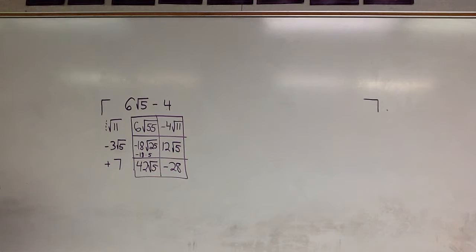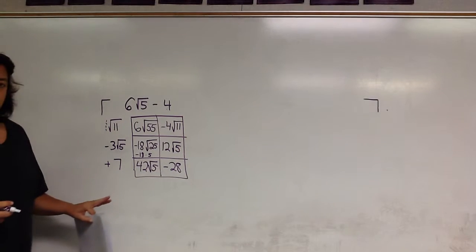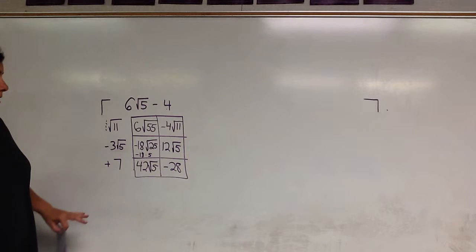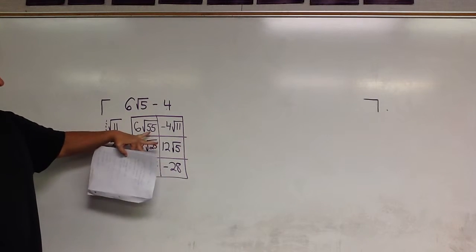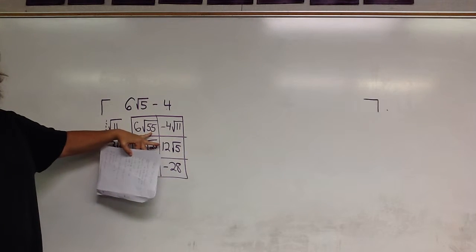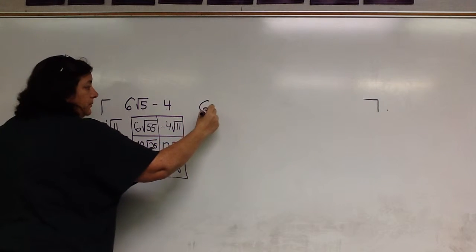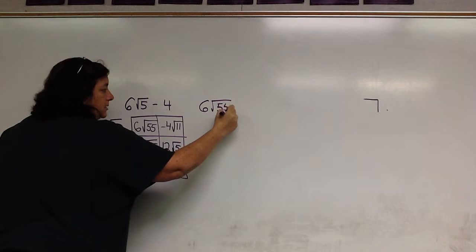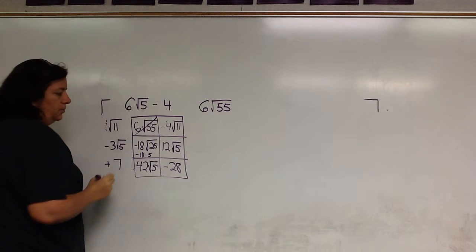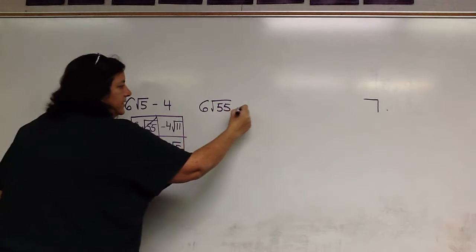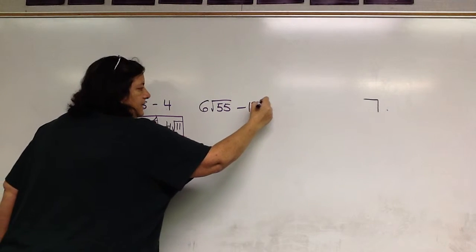Now we're not done, because just having the answer in the box is not sufficient. We need to take these terms out of the box. So what we're going to do is start with the highest irrational number, which is root 55. So we have 6 root 55 is our first one. Some people lightly cross these out when they're done. I also have negative 18 root 25. That's the next highest.